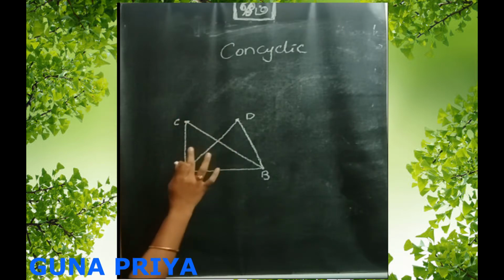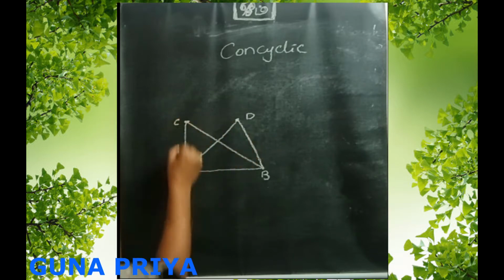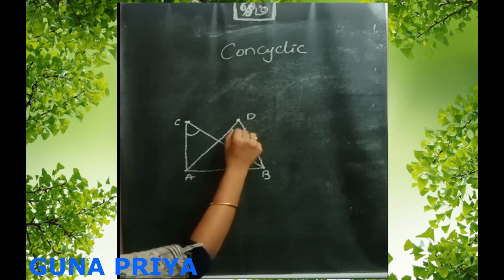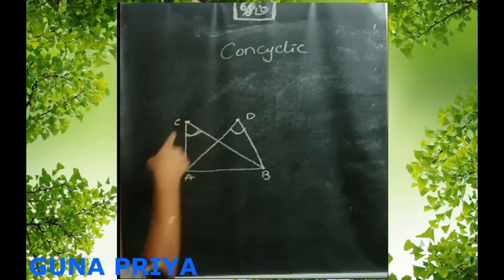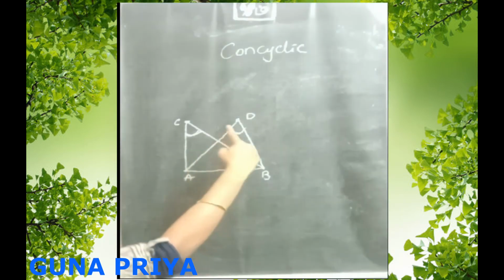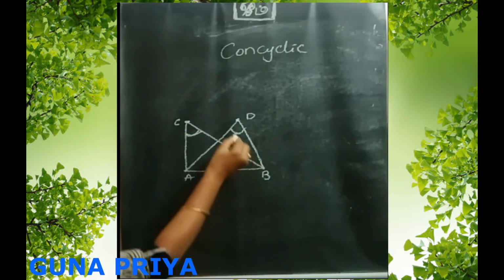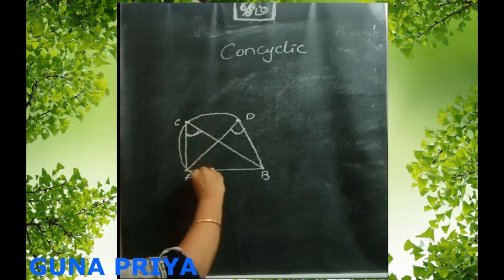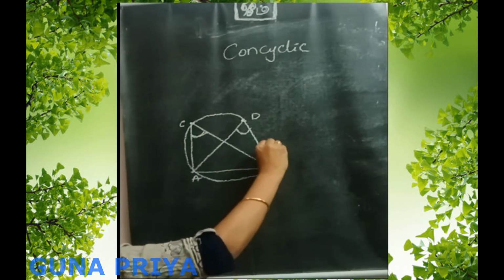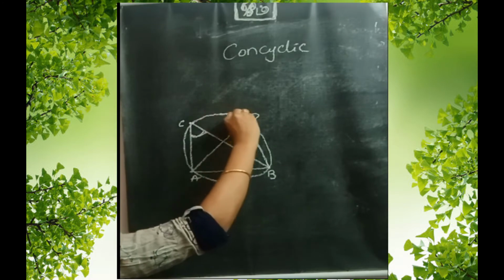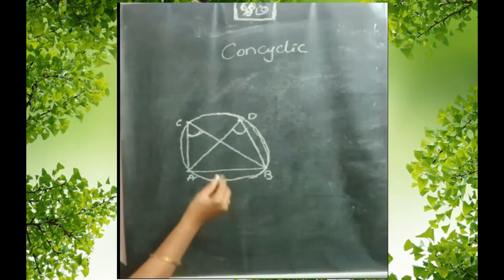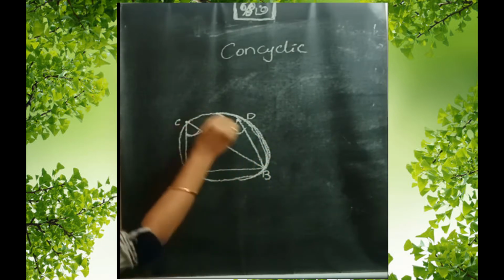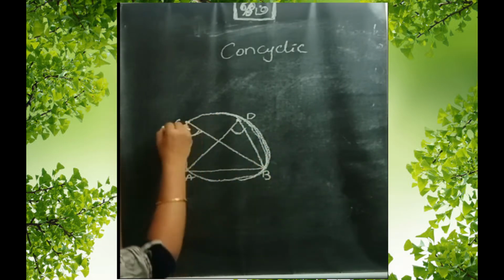A theorem says: if angle ACB is equal to angle ADB, then exactly one circle will pass through these 4 points A, B, C, D.